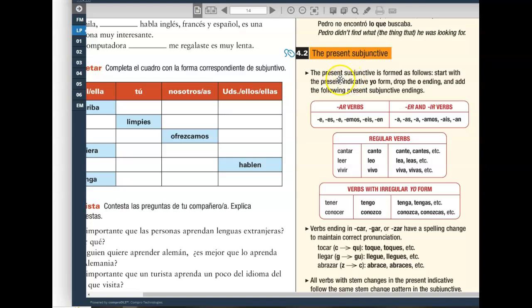Again, starting with the present indicative yo form. And then that would serve as your stem once you drop the O ending.